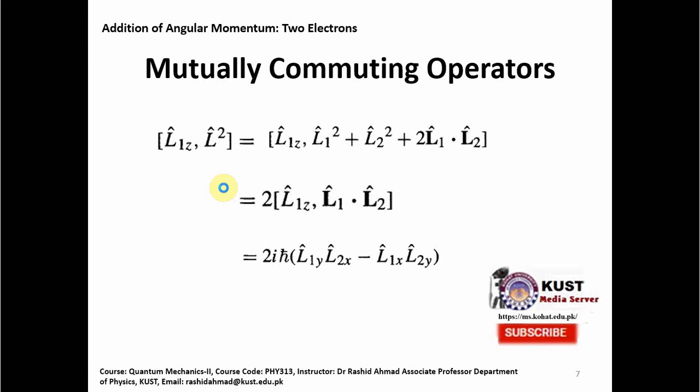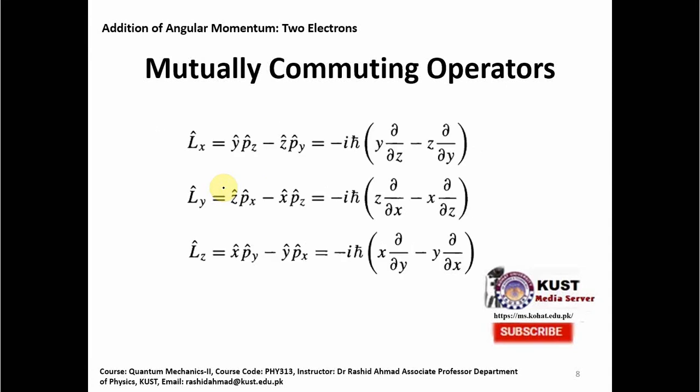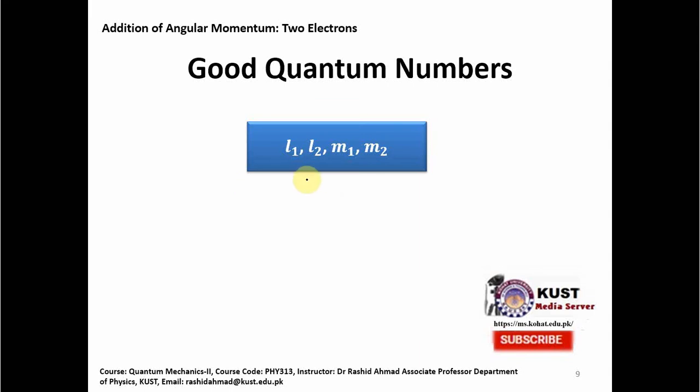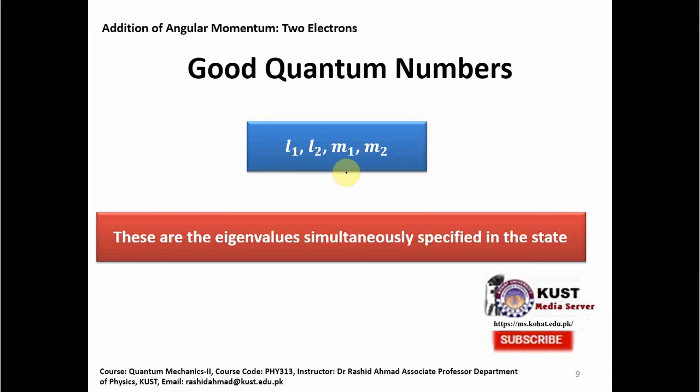Okay, then what we can do, to find out the good quantum numbers, is to guess. For example, suppose L1, L2, M1 and M2 are good quantum numbers. Now you know the rule: bring in their operators and check the commutation relations. If they commute, that is, their commutators are equal to 0, then they are good quantum numbers. If they do not commute, then you cannot say this. So these are the eigenvalues simultaneously specified in the state.